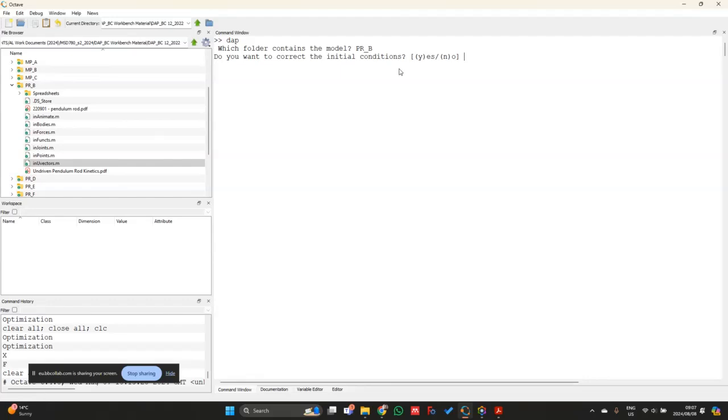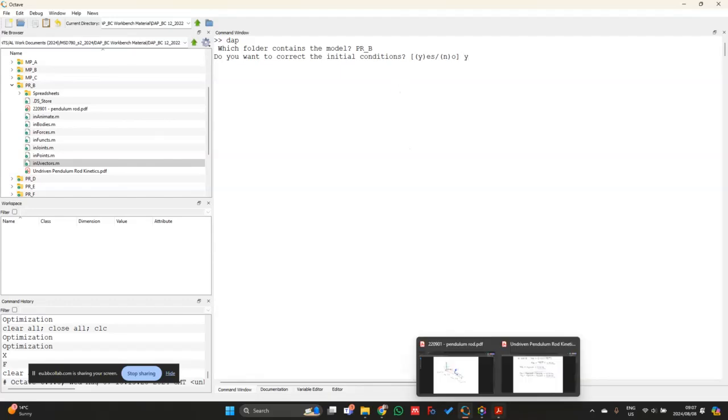So once you start working with 3, 4, 5 bodies, you might have some constraint redundancies. The initial condition correction will therefore eliminate these redundancies and make sure that all of the bodies are correctly connected. So in my case, I'm just going to say yes or Y.